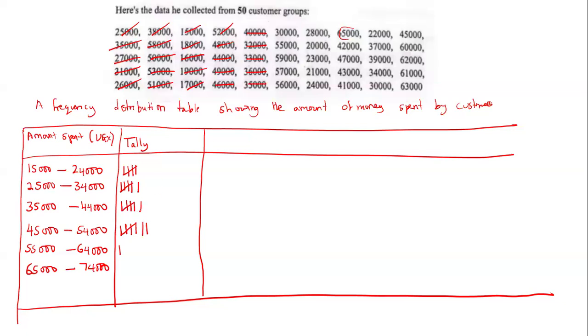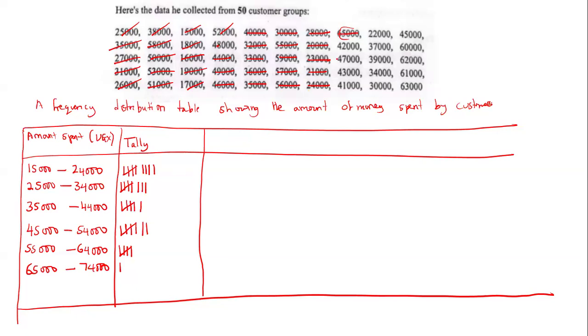35 is here. 30 is here. 55 is here. 59 is here. 57 is here. 56 is here. 28 is here. 20 is here. 23 is here. 21 is here. 24 is here.